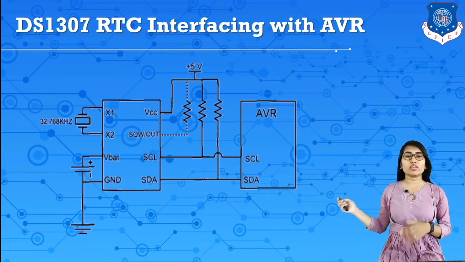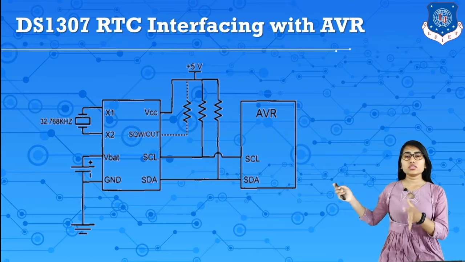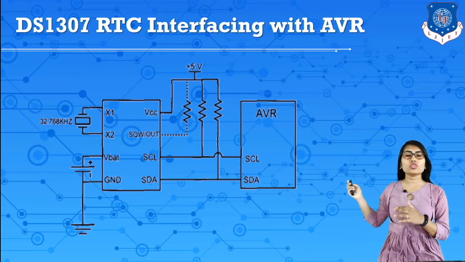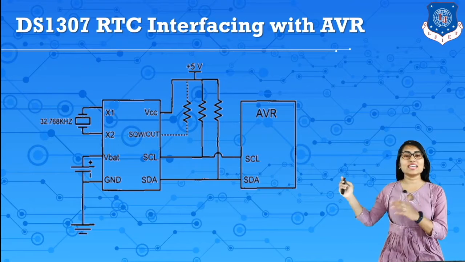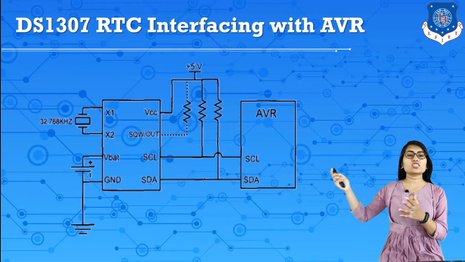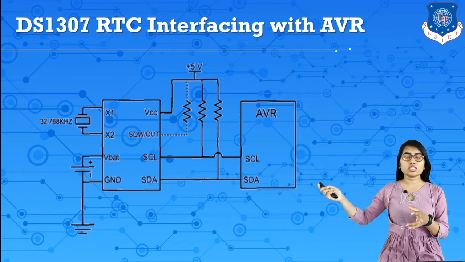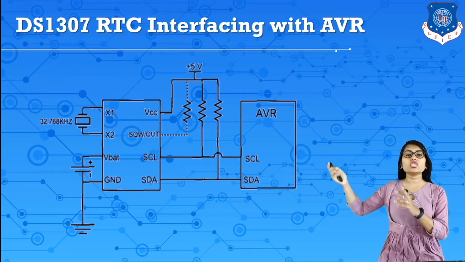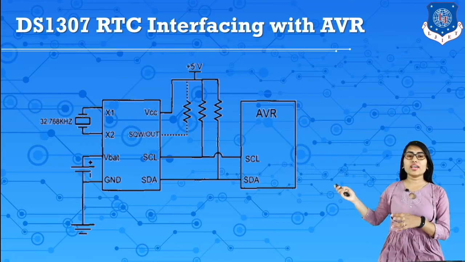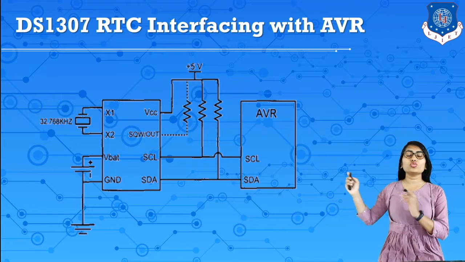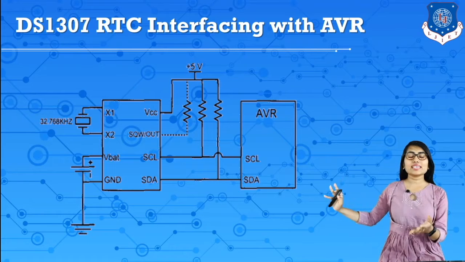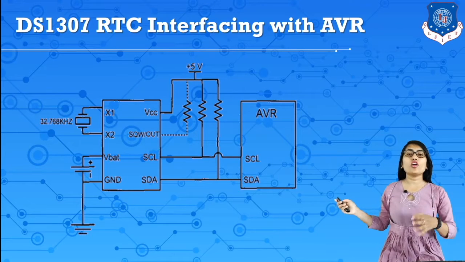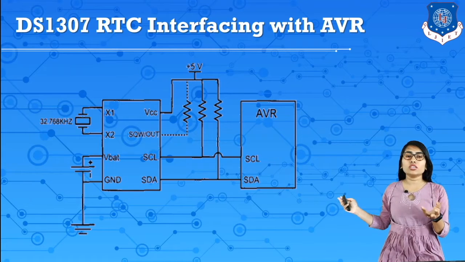So here this RTC can be interfaced with AVR like this. These pins are connected with AVR like this. AVR has the I2C protocol, so I2C can be connected like this: SCL pin, SDA pin, and X1 and X2 are connected with this crystal frequency. VBAT and ground are connected like this, VCC is connected with a plus 5 volt power supply, and SQW/out is connected to logic 1. So this is how RTC can be interfaced with the AVR for day, time, month programming.